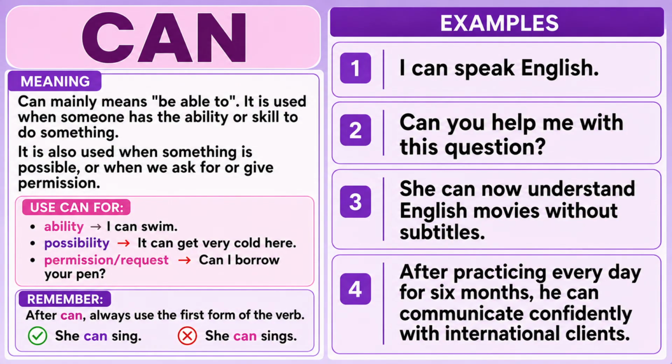Now we will learn about can. Can mainly means be able to. It is used when someone has the ability or skill to do something. It is also used when something is possible or when we ask for or give permission.